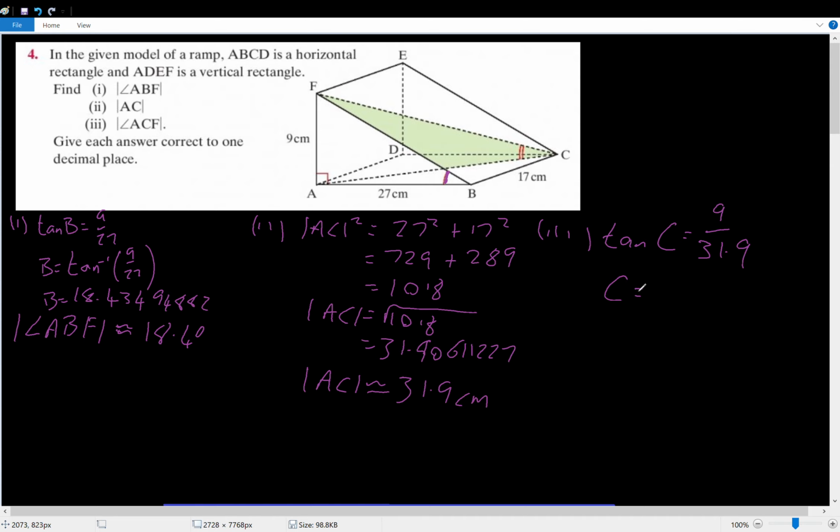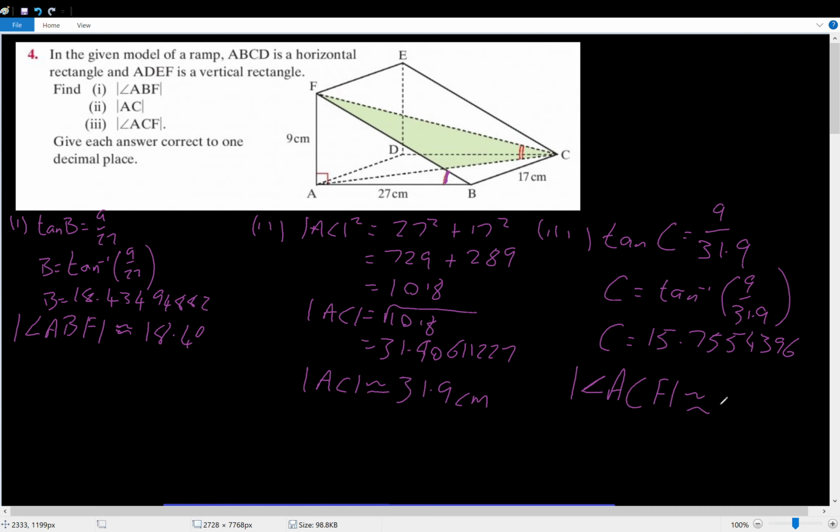It's going to be equal to tan inverse of 9 over 31.9, which means that's going to be equal to 15.7554396, which means that the angle ACF is approximately equal to 15.8 degrees. And that is that.